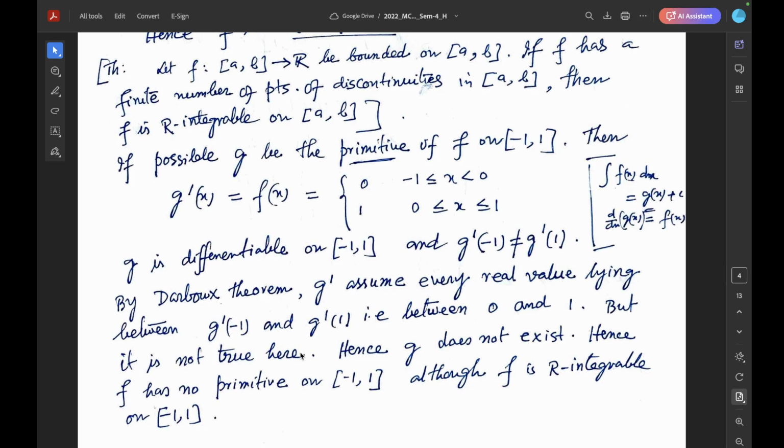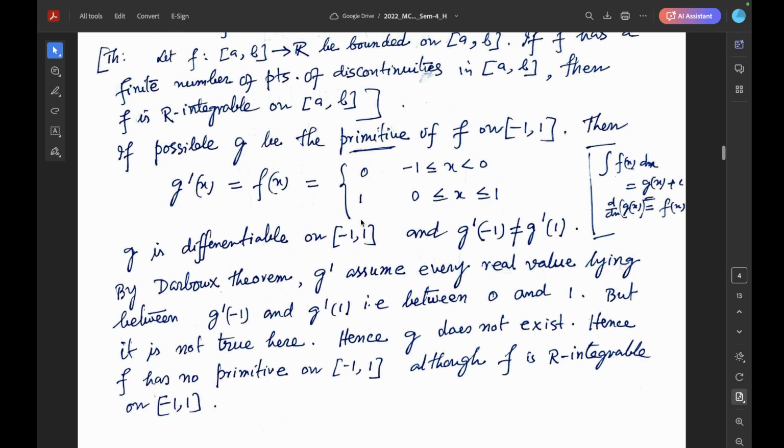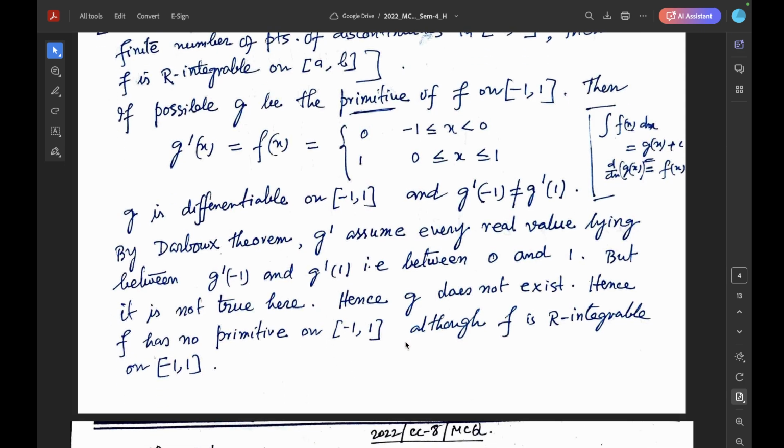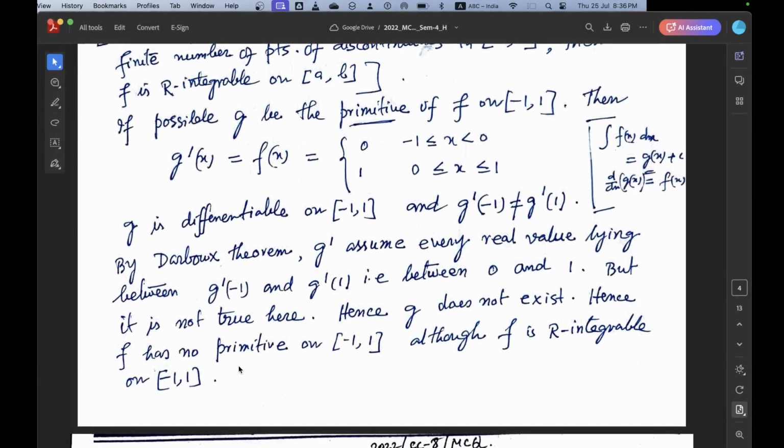But it is not true in this case, hence g does not exist, because here g' should assume every real value, but g' only takes the values 0 and 1 only. So not every value between 0 and 1. Hence f has no primitive on the closed interval [-1, 1], although f is Riemann integrable on the closed interval [-1, 1].